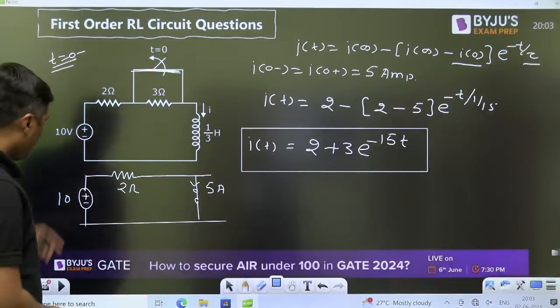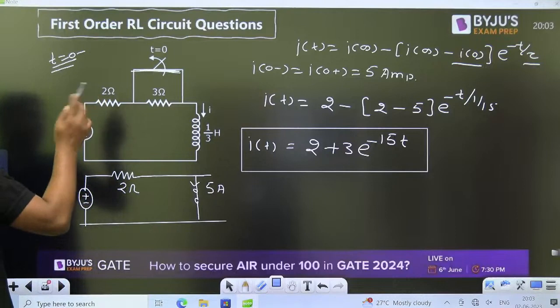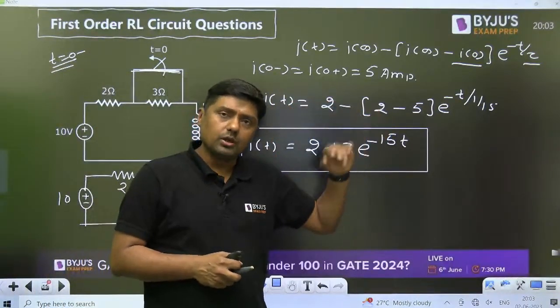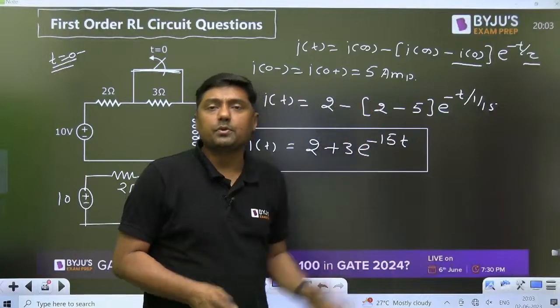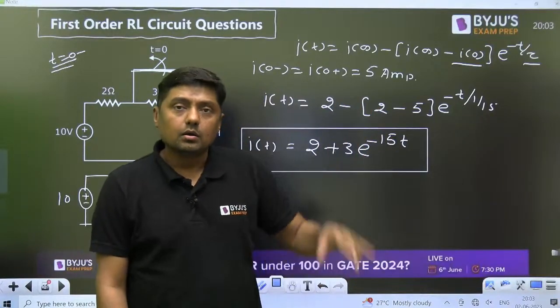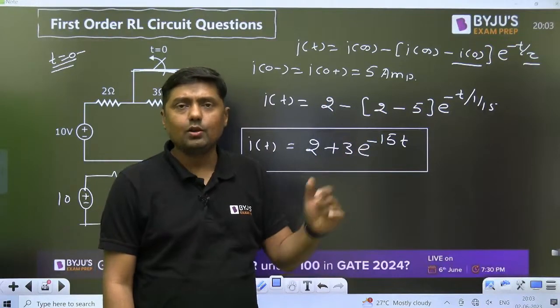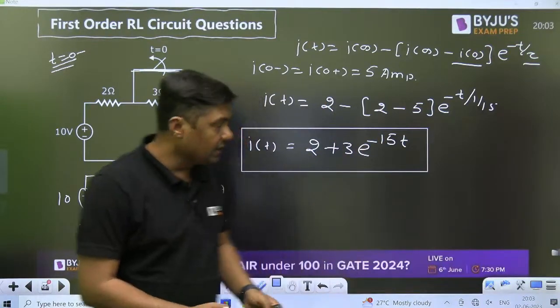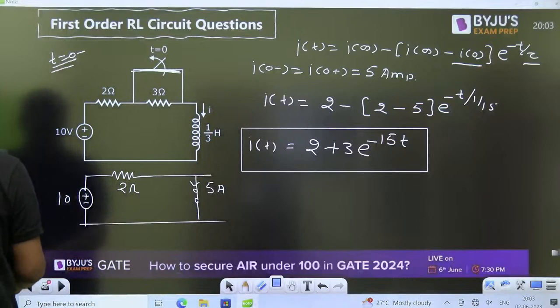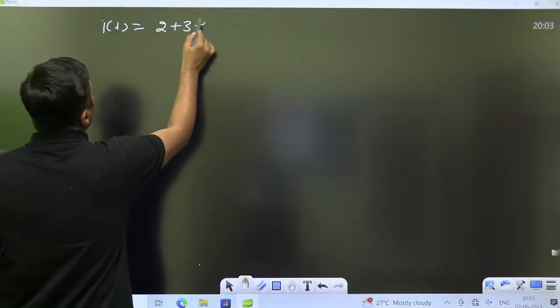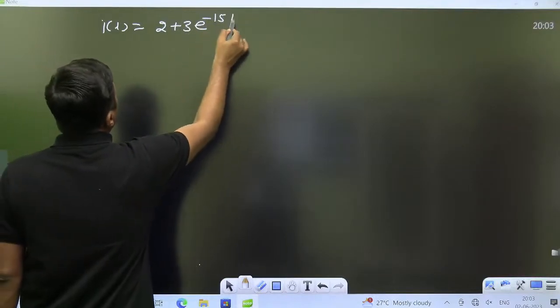Now, how can we plot it? What is a very simple question? Final value, initial value, and then you can use it. So normally in GATE, you can solve the previous year questions. A number of questions are based on the same concept: final value, initial value, time constant. Okay. Then plot this equation, 2 plus 3 e raised to power minus 15t, that is the equation.